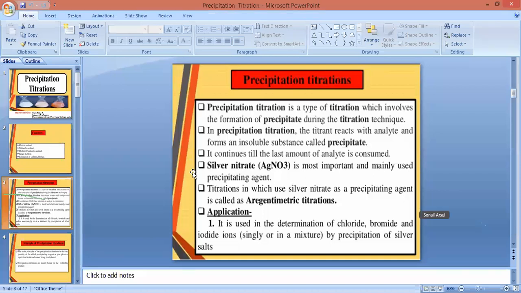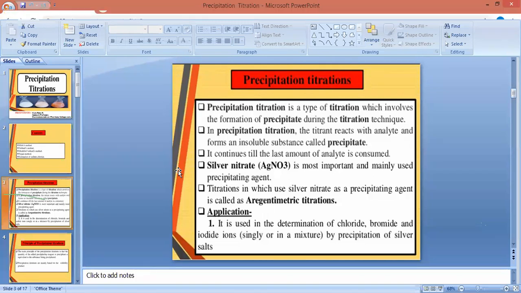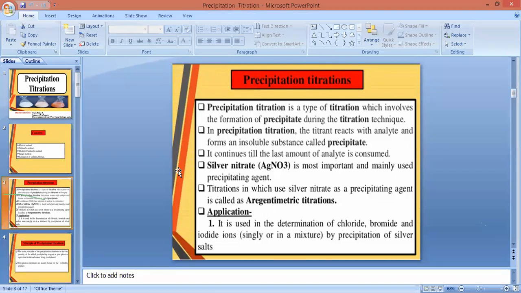One more excess drop of standard solution will then react with the indicator, and the color change of the contents in the conical flask will be seen. At that moment, we stop addition of standard solution, and from the volume of standard solution consumed by the analyte, we will be able to find out the concentration of analyte.